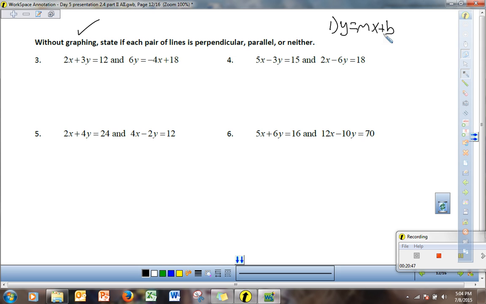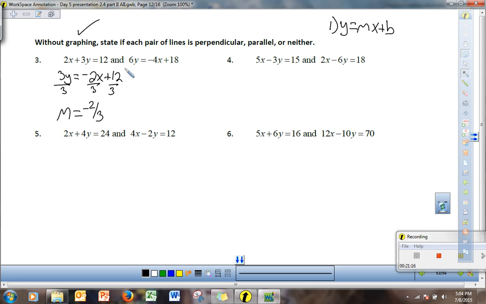So here goes. On number 3, let's put that in y equal mx plus b form. So let's solve for y. So I've got 3y equal negative 2x plus 12. Notice that I just moved the x to the other side and changed the sign, just like we did 2 lessons ago. Divide everything by 3. So this slope must be negative 2/3.